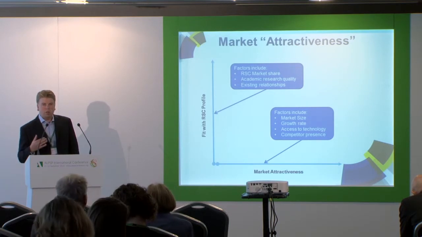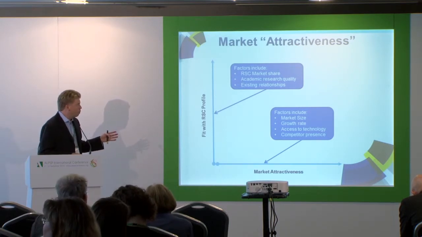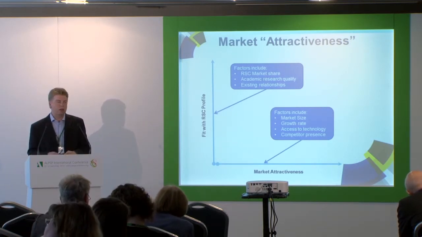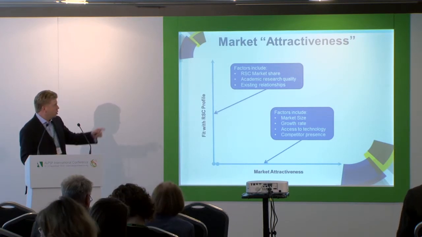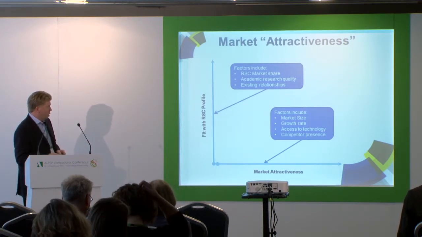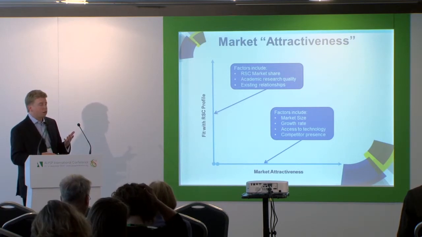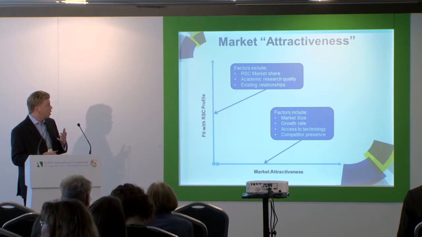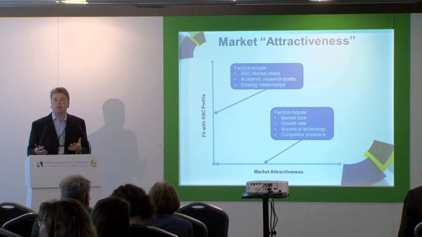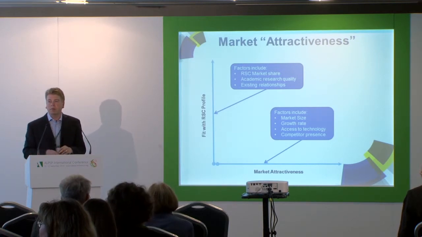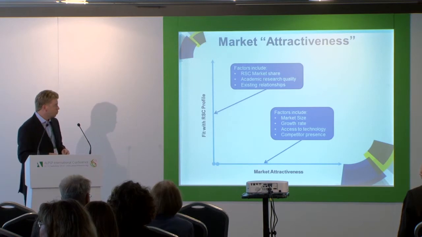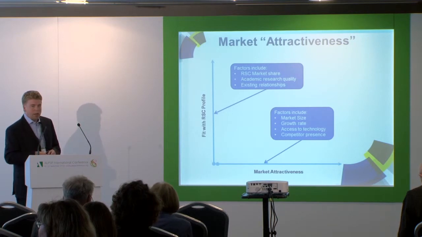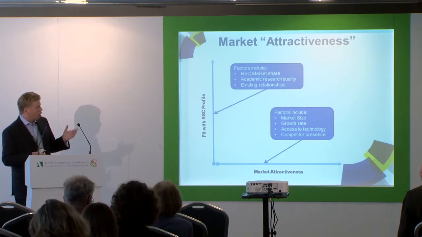So what we actually end up doing is plotting, as I mentioned, the fit of the country with our profile, and the profile we can define what that looks like, against the attractiveness of that market. And you can see some of the factors that are included in that. I've already mentioned some of those. So our market share in a country, the research quality in that country is clearly very important. The strength of any existing relationships, clearly if we've already got relationships there, then that may be much easier to move in and develop those further. The market size is clearly important. How many chemists are there in that region? How quickly is it growing? So a whole host of things.